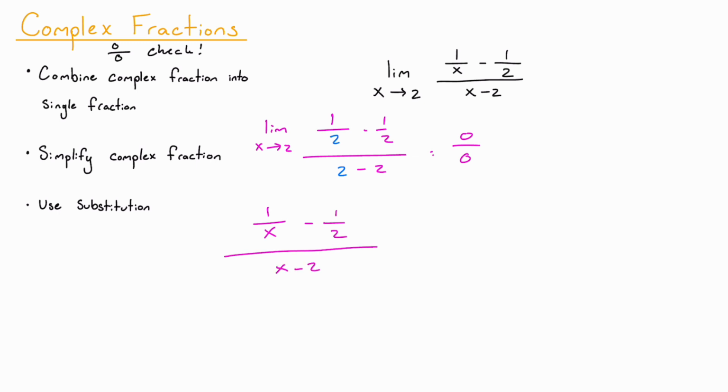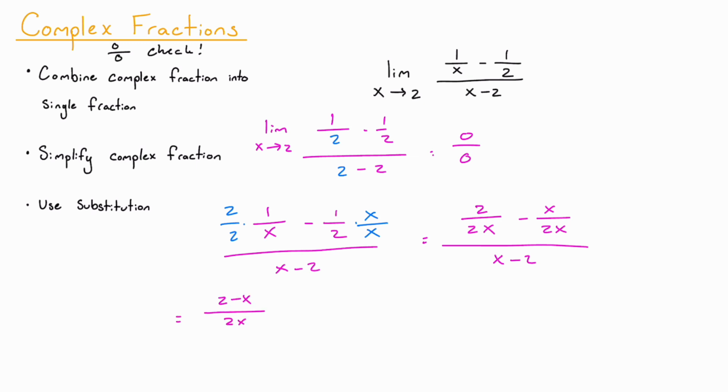So to get the numerator into one fraction, what we have to do is find the common denominator, which is going to be 2x. So I need to multiply 1 over x by 2 over 2, and 1/2 by x divided by x. So this is going to equal 2 divided by 2x minus x over 2x, and this will all be over x minus 2. So we can go ahead now and actually simplify this. We get 2 minus x over 2x all over x minus 2.